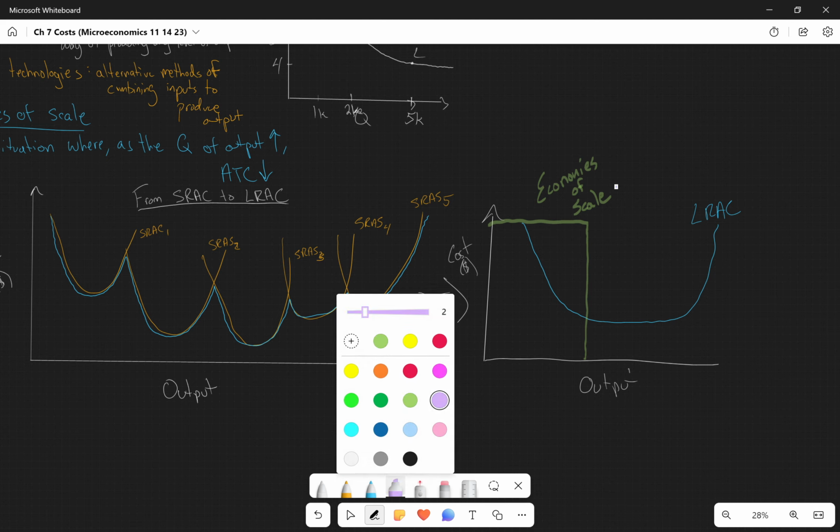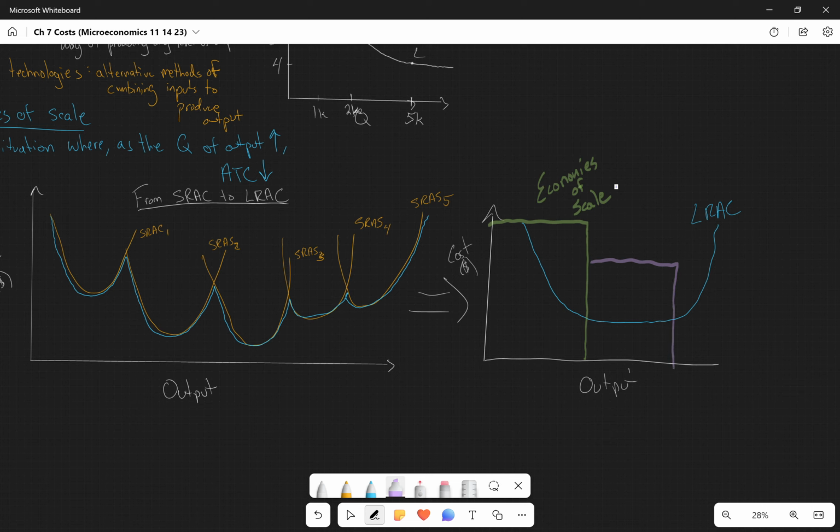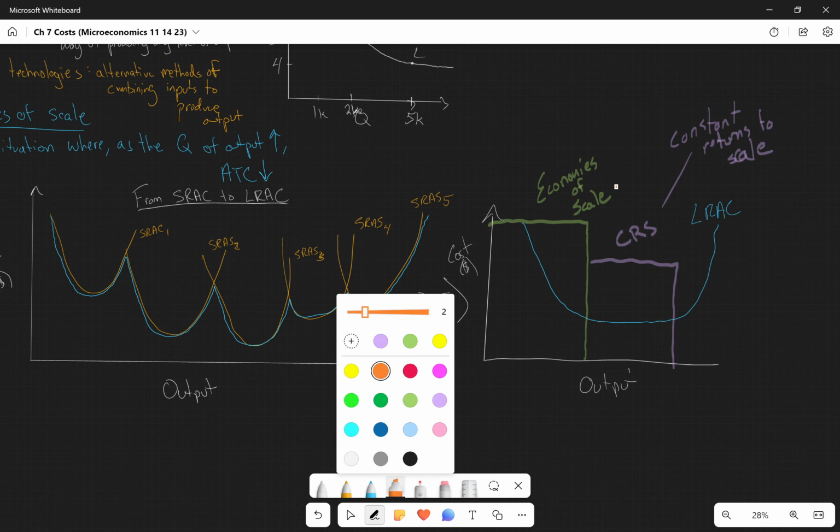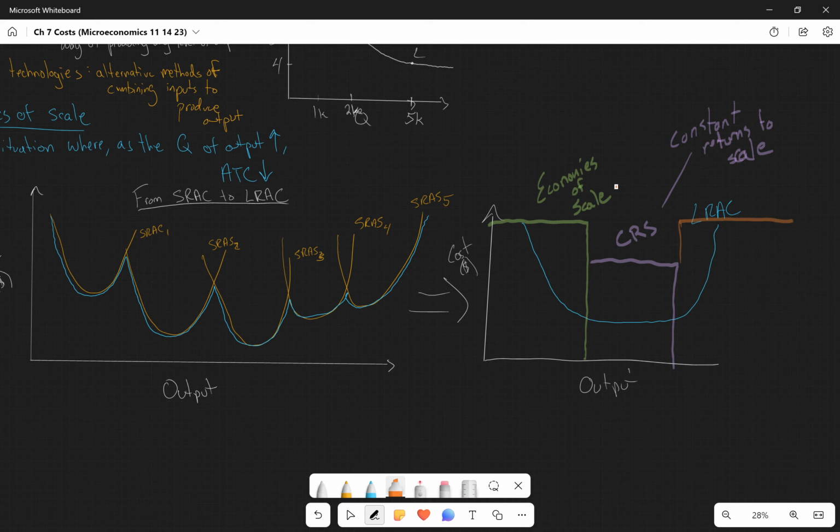We have another region here, which is our constant returns to scale, otherwise known as our CRS, constant returns to scale. And then the last part that we have is going to be the decreasing returns to scale, otherwise known as diseconomies of scale. Diseconomies of scale happen when, by increasing your output, you increase your average total cost.